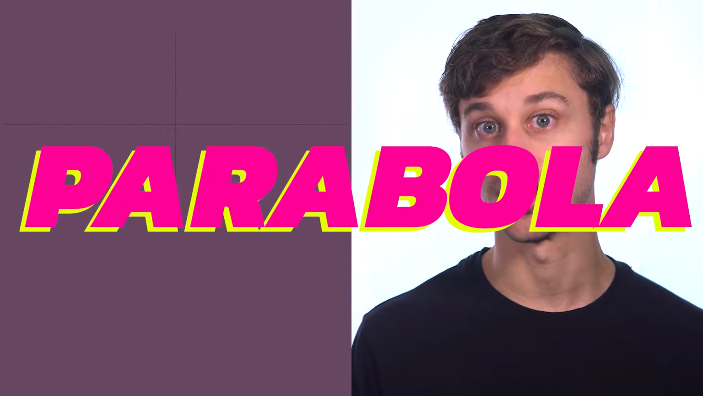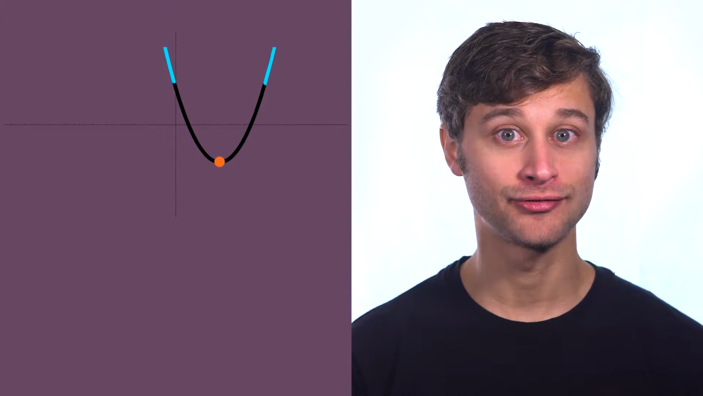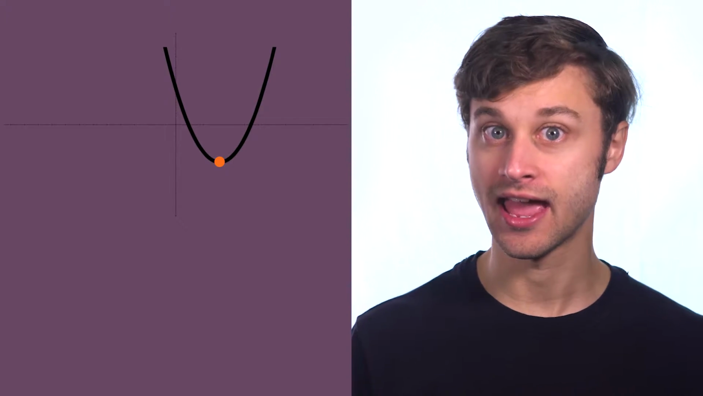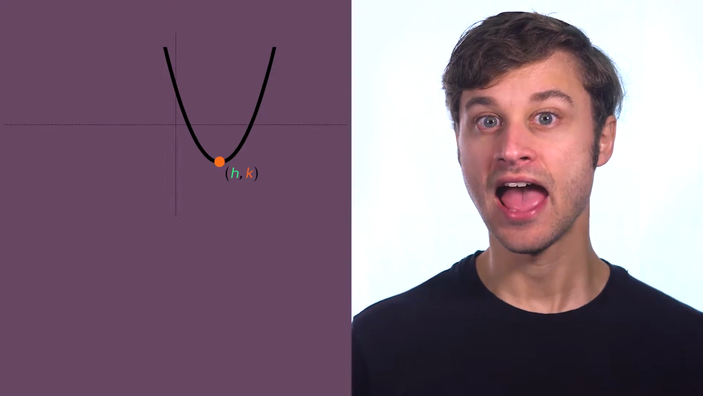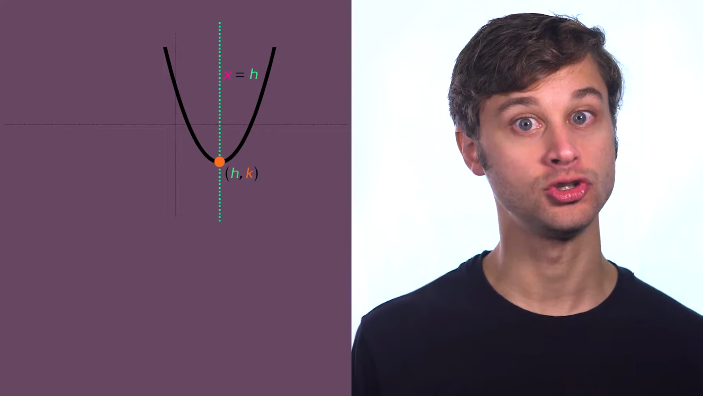Quadratic functions always form something called a parabola, which is a curve that forms a vertex at one point and then flies off infinitely in both directions. All parabolas have some key features. They have that vertex at (h, k), and all parabolas are symmetric along the line x = h.